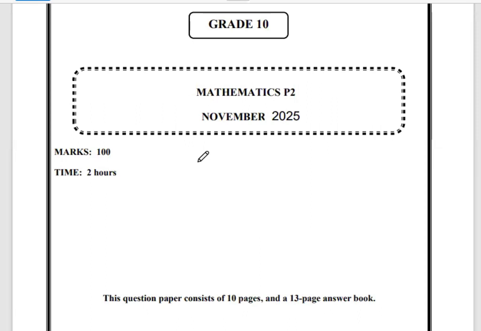Welcome to yet another episode where we shall be looking at the preparation for the mathematics paper 2 for grade 10 final examination. Unlike the first paper, this second paper has very few topics, and topic number 1 is what we call statistics. Some people call it data handling. And then topic number 2 is what we call analytical geometry.